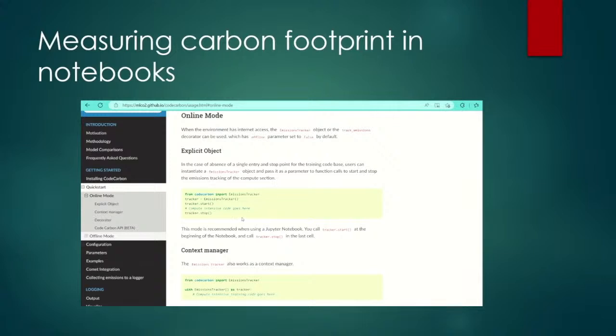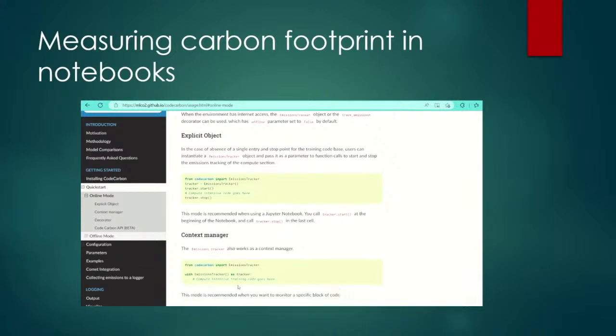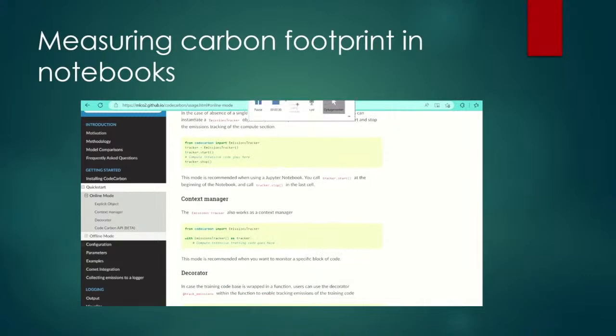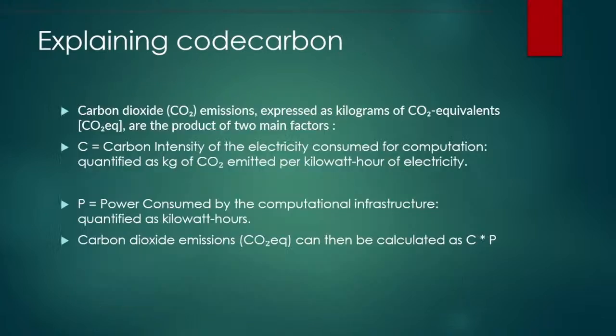And then there are the possibilities of using first an explicit object, where it will tell you for each of the objects that you're running how much energy you're consuming and how much carbon is being burned. Then there is the possibility to add it as a context manager or a decorator so that you can actually get more information out of it. But we'll see that now that we're jumping into it.